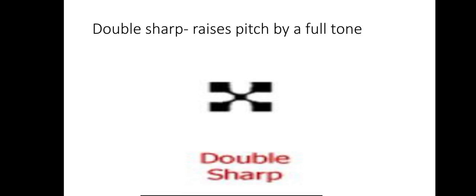Full tone. We say that a sharp just raises by a semitone or half a tone. So if a sharp is doubled, it will raise by a half plus another half. That means two halves, which make one tone or one full tone. That's the meaning of a double sharp. It raises the pitch by a full tone.